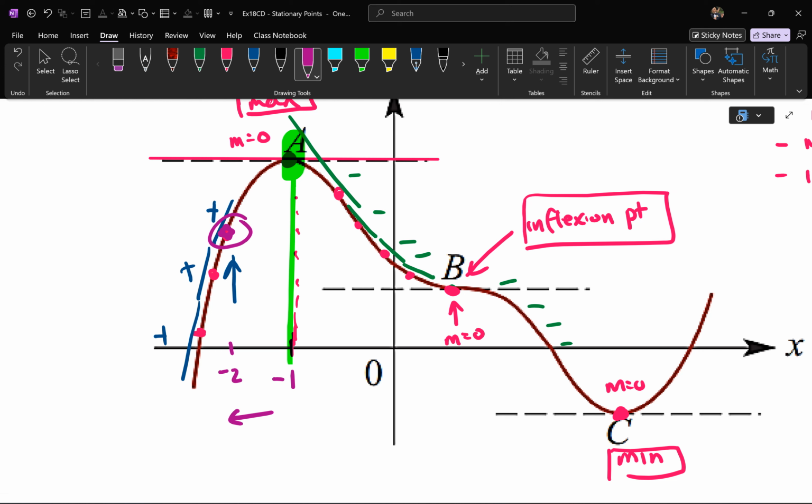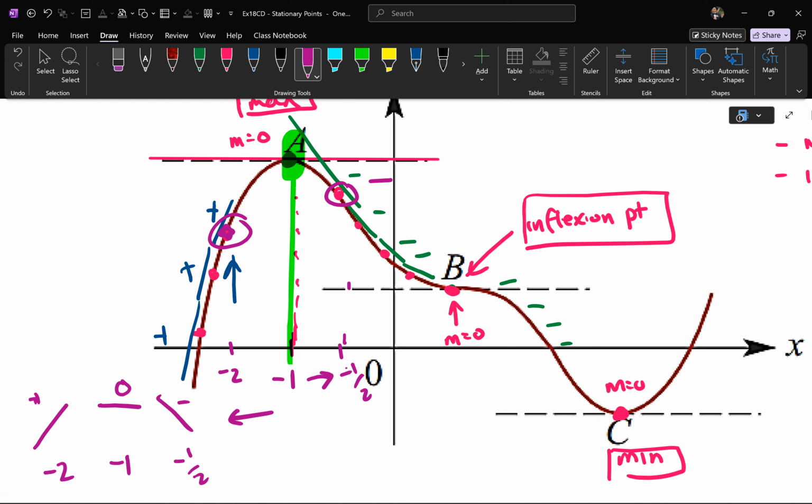If you picked a point after -1, say -0.5, this point here, it's minus. So if we follow that, the trend is at -2, you get a positive gradient. At -1, you get a 0 gradient. And at -0.5, you get a negative gradient. This is a proof to imply that at point A, the stationary point has to be a maximum.